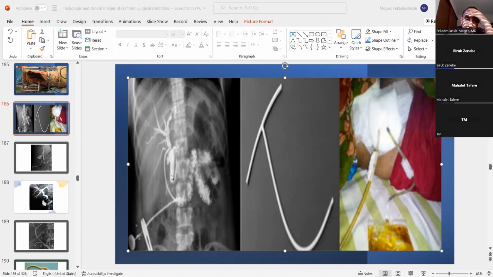Okay, so you may see some dark spot. We call that a filling defect. There is no filling defect here, but if there is a dark spot here, then you may think there is a stone sitting because there is a filling defect. It could also be an air which has been trapped during the time of surgery.